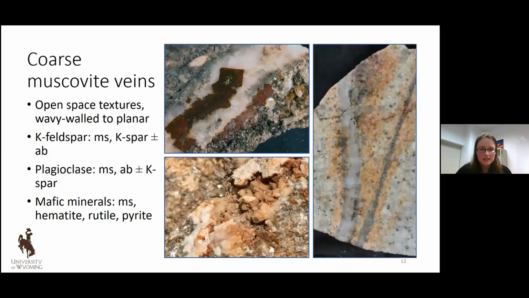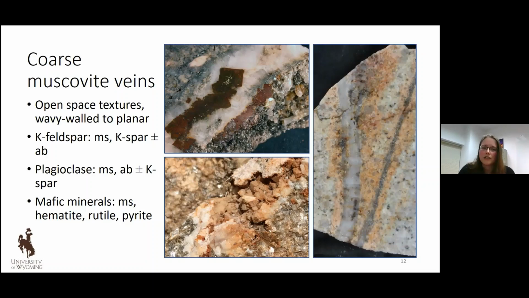Significantly more spatially extensive are coarse muscovite veins. One of the things that surprised me about the veins is that they very commonly have open space textures. Hopefully you can see that in these 2 images on the left here, where we have these euhedral terminated quartz crystals, pyrite and muscovite. The image on the bottom here, these are terminated albite and K-feldspar crystals. And they also span from more wavy walled or almost ductile looking to planar in morphology.